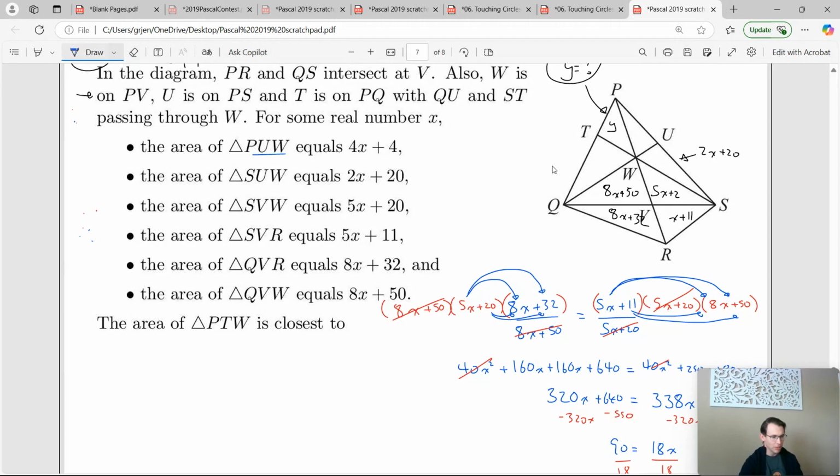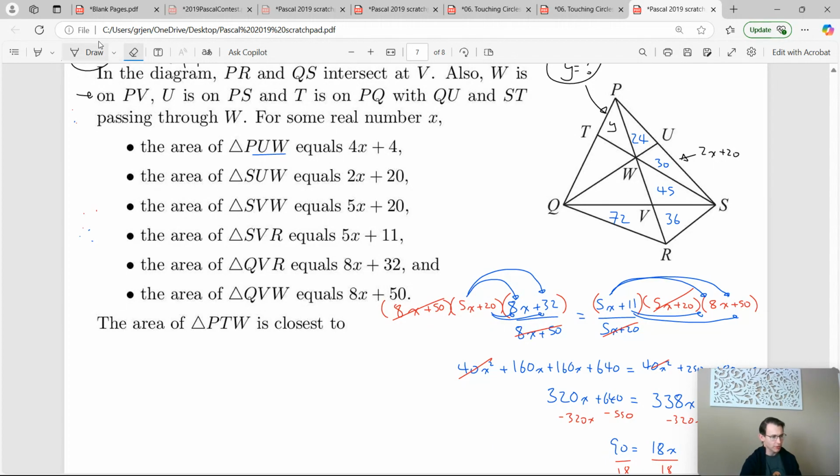And PUW is 4x plus 4. Well, that's 24. SUW is 2x plus 20. Well, that's 30. 5x plus 20 is going to be 45. 5x plus 11 is 36. 8x plus 32 is 72. And 8x plus 50 is 90.